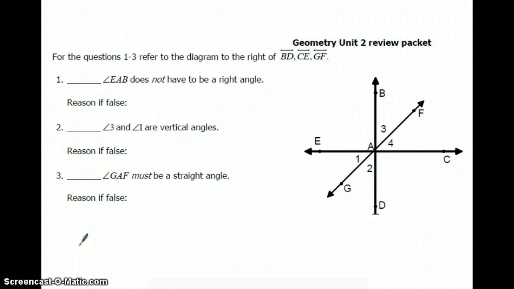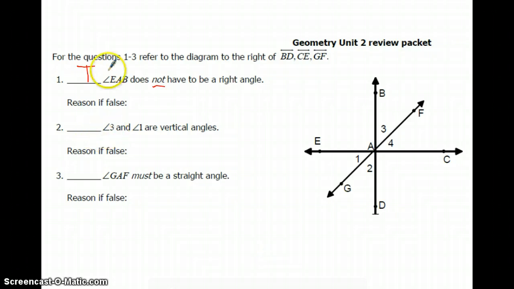All right, so looking at this picture here, angle EAB does not have to be a right angle. Am I supposed to be able to assume that? True or false? Oh, yeah, these are true false. I didn't have the instructions up there. EAB looks like a right angle. I could measure it with my protractor. It might be a right angle, but from the picture, there's no reason why that has to be. And notice it says not here. So it's true that it does not have to be a right angle. Can't assume that from the picture.